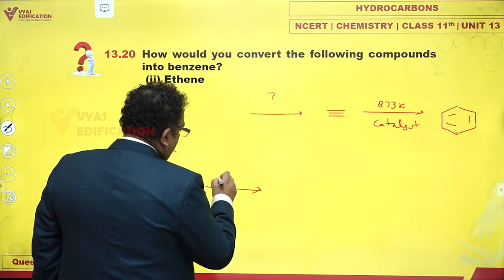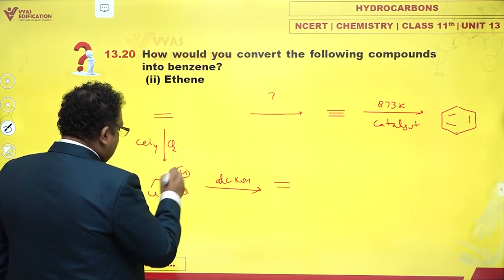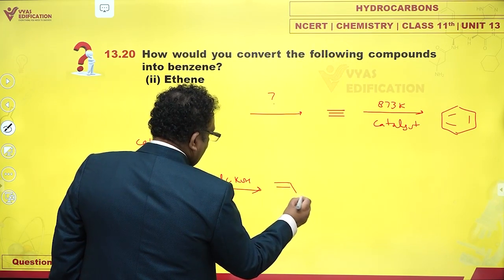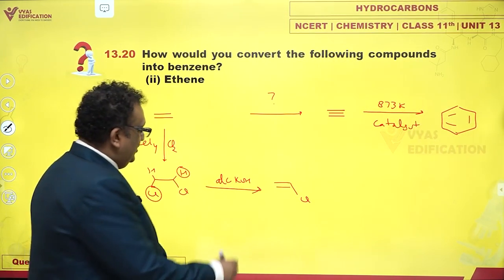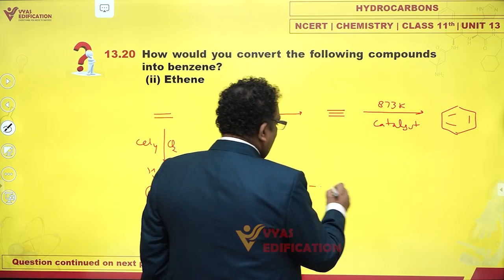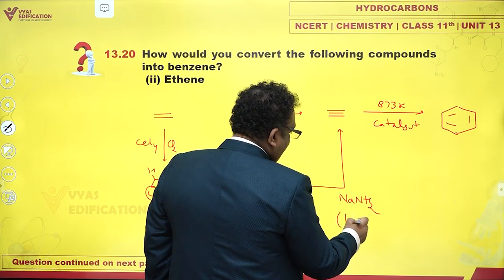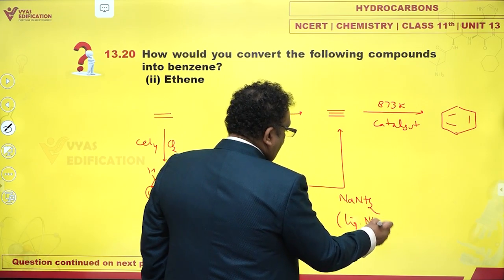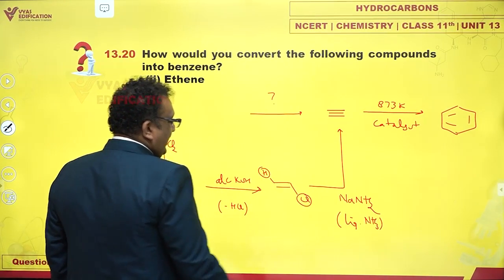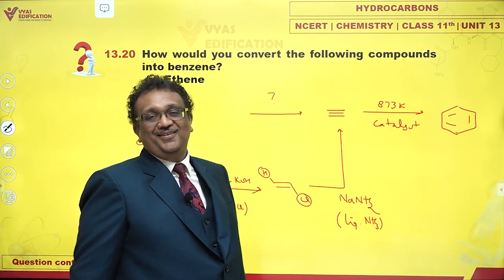Then use alcoholic KOH. H and Cl would be eliminated and you would get, well, vinyl benzene. This is dehydrohalogenation. And as if that is not sufficient, add NaNH2. Solvent is liquid ammonia. Now this is a much stronger base. And this is a base which can remove the remaining H and Cl. Vinyl chloride can also be dehydrohalogenated to acetylene.